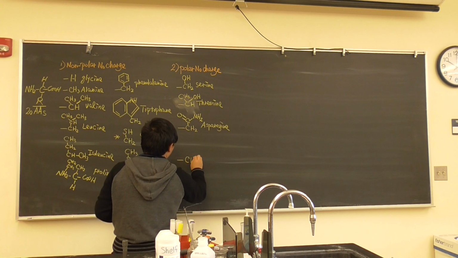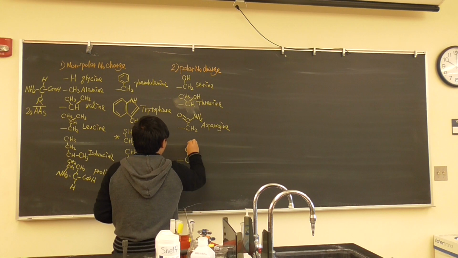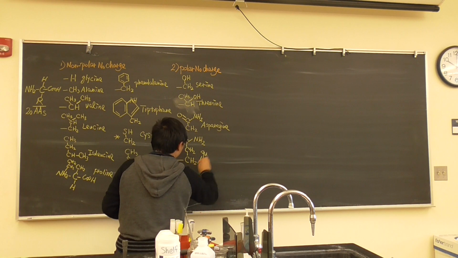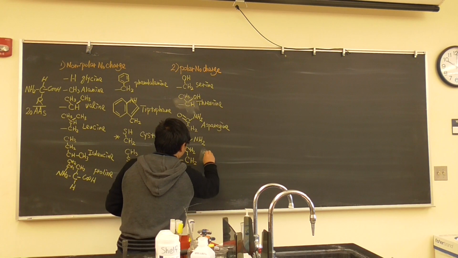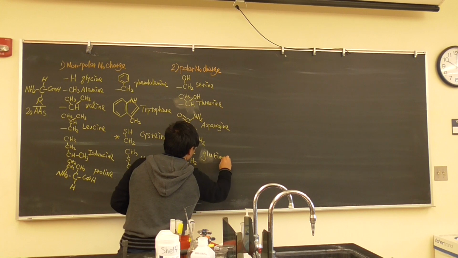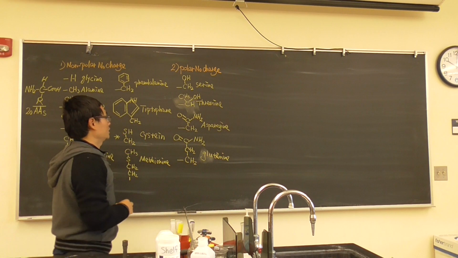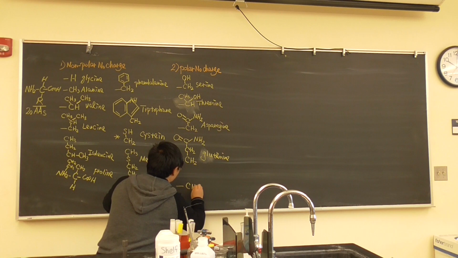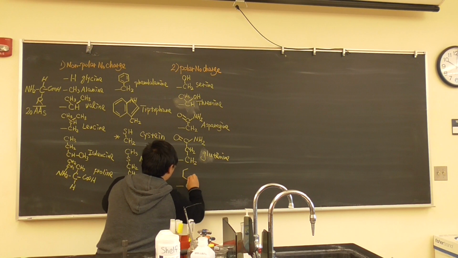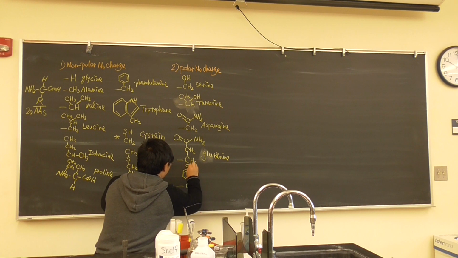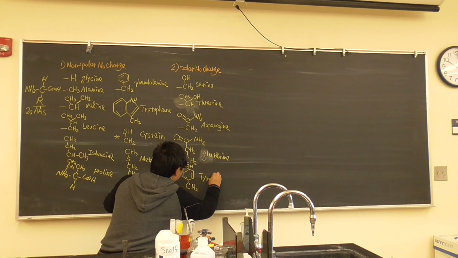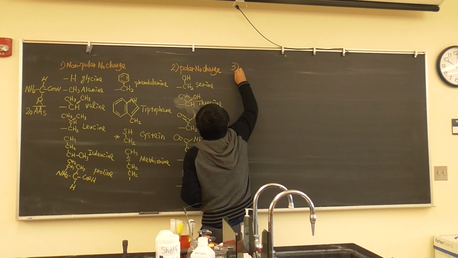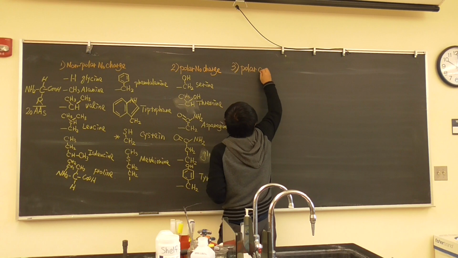And you go here, you have CH2, CH2, CO, NH2. What is this guy? Glutamine. Okay. Now we have another one left, which is CH2. You have a phenyl group right here, and then you also have OH, tyrosine. Okay, then we move on to the third group, which is the polar and charged.